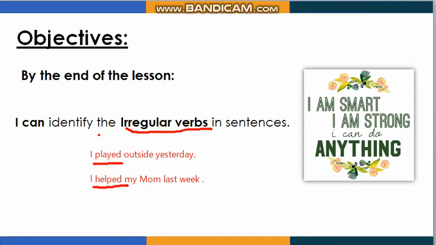So, let me write it for you so you can see it. If you want to talk about something that happened in the past, for example, let me write I ate. I want you to look at the sentence. I ate all my food yesterday, full stop. So look at the verb here. We did not add ed to the verb, right? So this kind of verb, we call it an irregular verb. So we are going to learn today about irregular verbs.